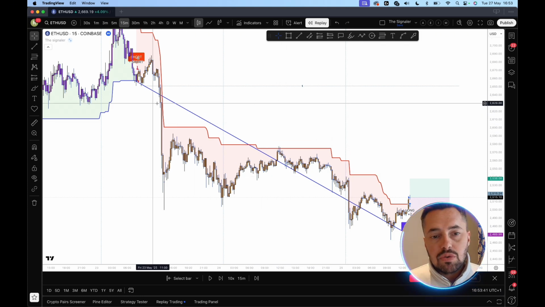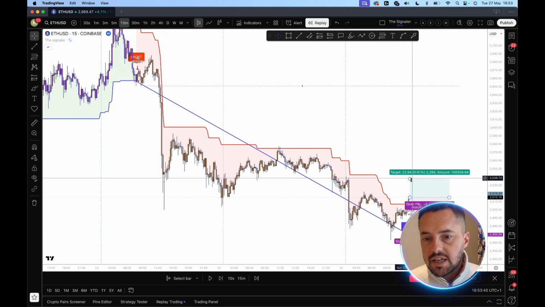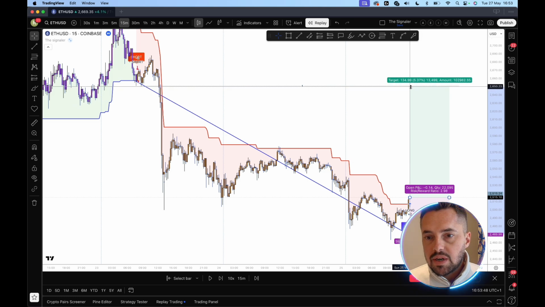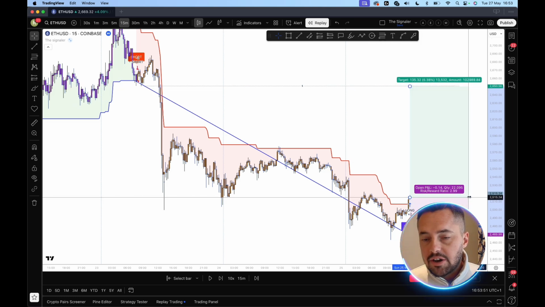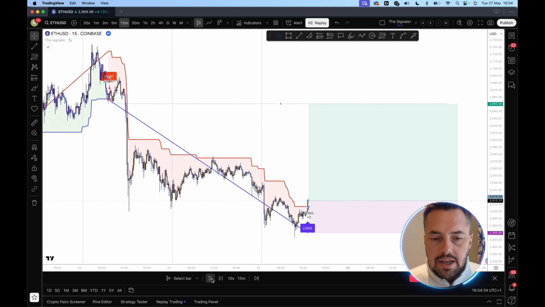But in this case, I saw this big void here. So I just saw price running up to here. So I extended my TP all the way to here and I just let it run. So as I press play, you're going to see how this trade played out in real time.